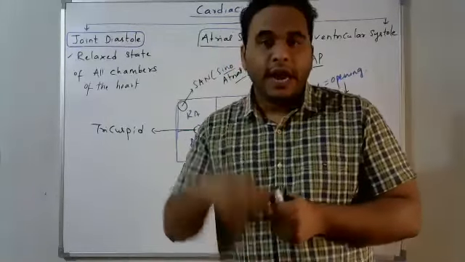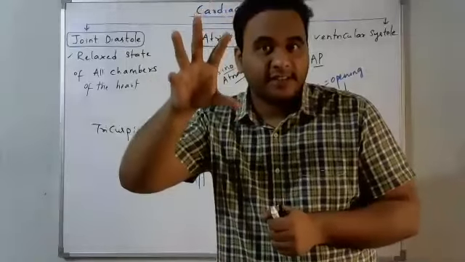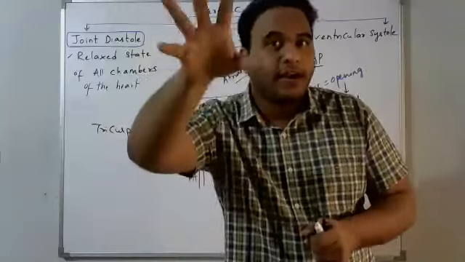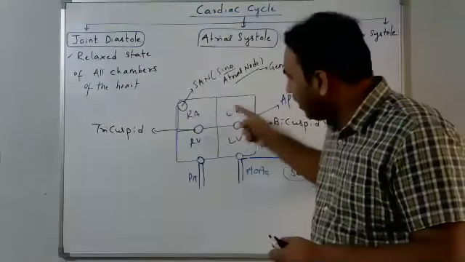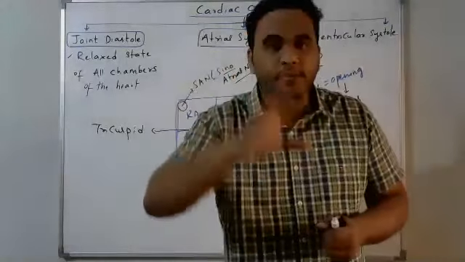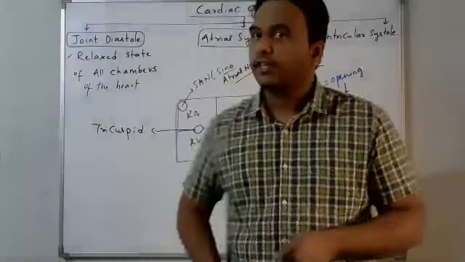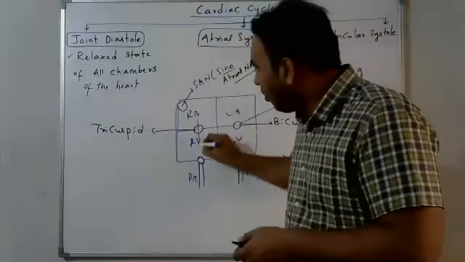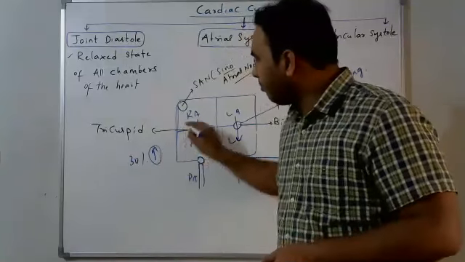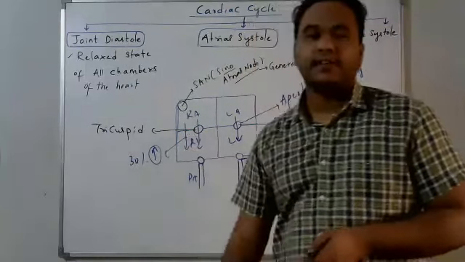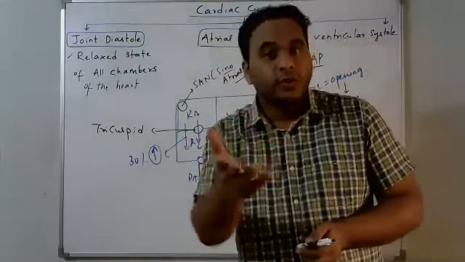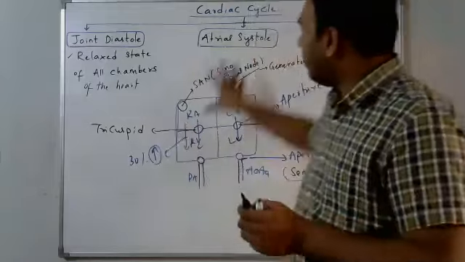Got it? This atrial systole will increase the flow of blood from auricles to ventricles. It increases the flow of blood by 30%. The flow of blood from auricles to ventricles will be increased by 30%. So this is atrial systole.